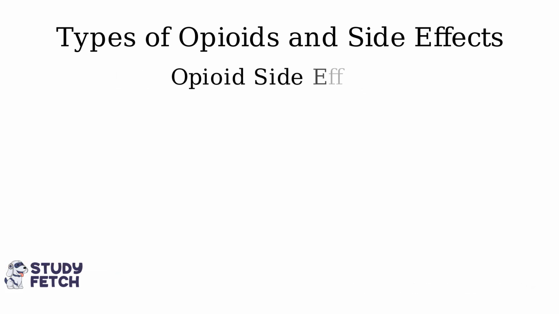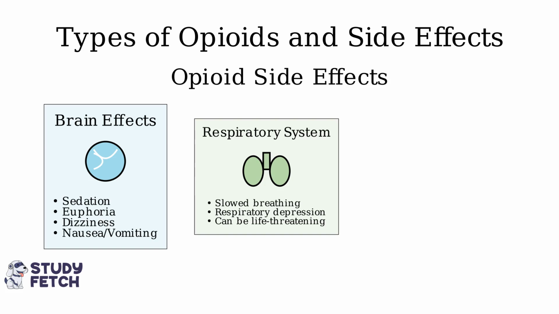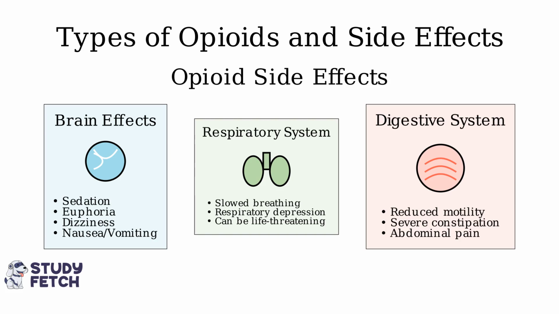Opioids affect multiple body systems beyond pain pathways, leading to various side effects. In the brain, opioids can cause sedation, euphoria, dizziness, and nausea or vomiting. In the respiratory system, they can dangerously slow breathing, a condition called respiratory depression, which is the main cause of overdose deaths. In the digestive system, opioids slow gut motility, causing severe constipation and abdominal discomfort that often persists with continued use.